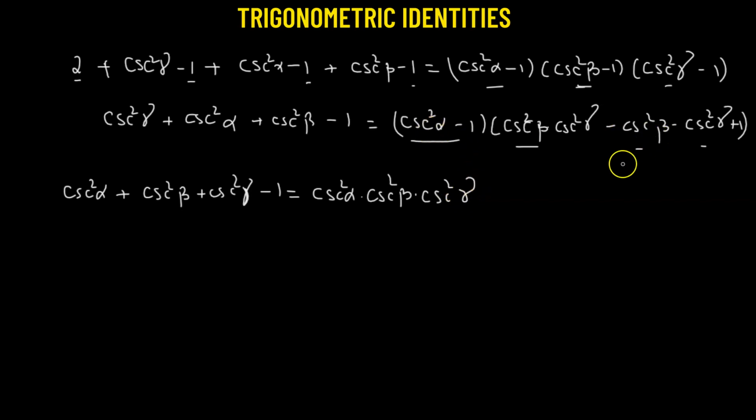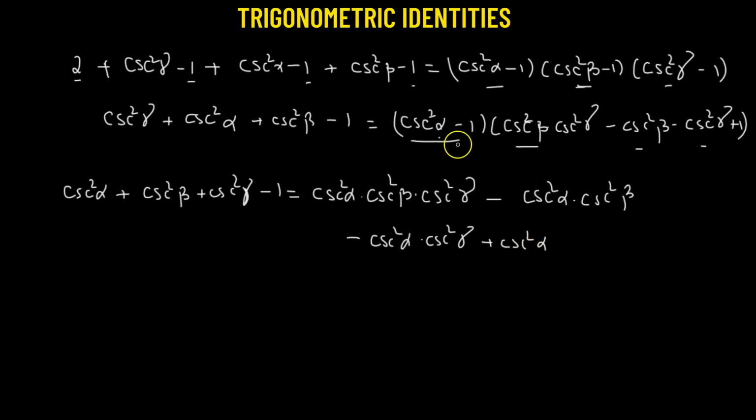Then we have cosecant squared alpha multiplied by negative cosecant squared beta, so cosecant squared alpha times cosecant squared beta with a negative sign. Then negative cosecant squared alpha multiplied by cosecant squared gamma, so we have cosecant squared alpha times cosecant squared gamma. And finally cosecant squared alpha times 1, so we have cosecant squared alpha. Next we have to multiply minus 1 to each of the terms. So we get negative cosecant squared beta cosecant squared gamma plus cosecant squared beta plus cosecant squared gamma minus 1.